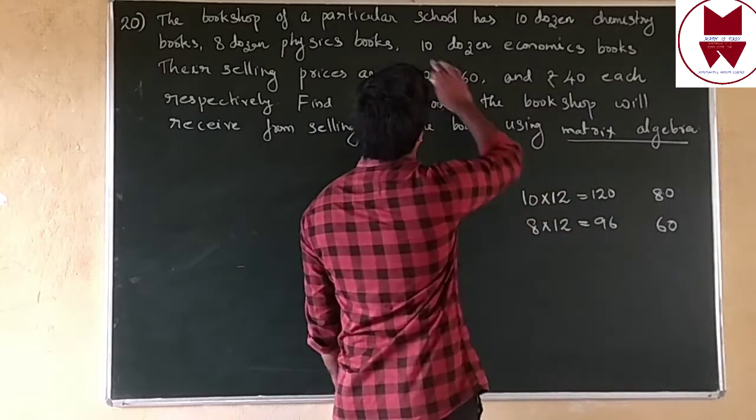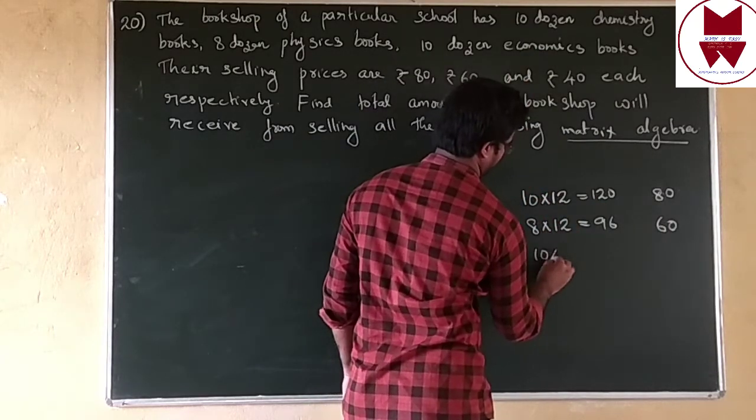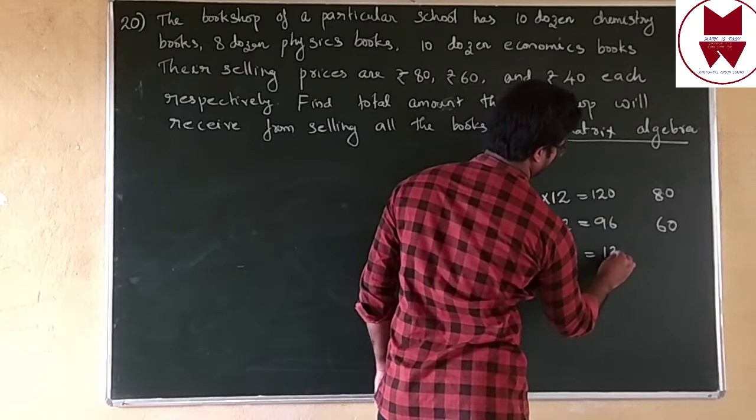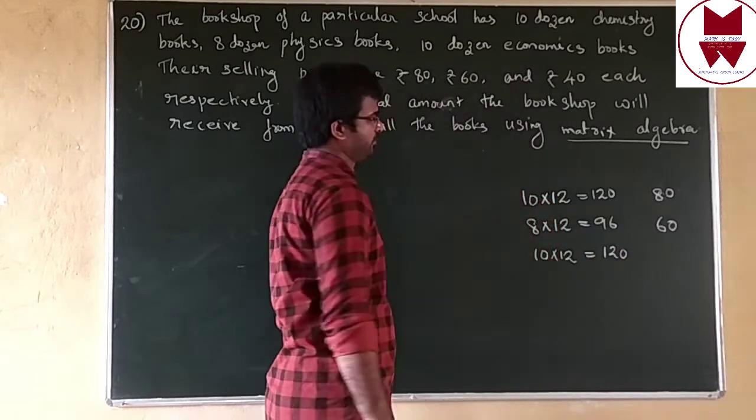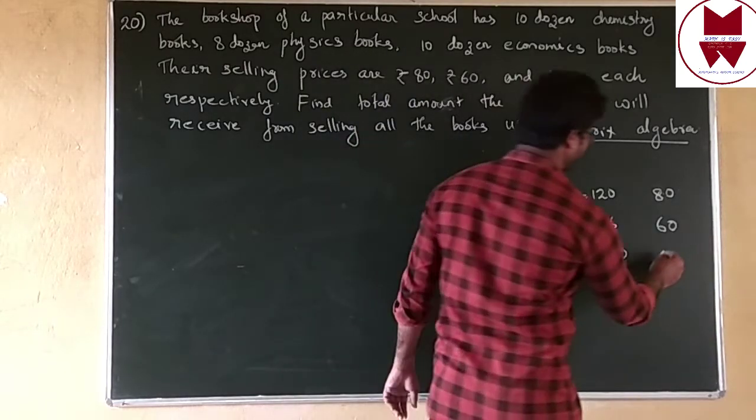The next, 10 dozen economics. 10 into 12, you will get 120. And then what is the price? Price is 40 rupees per book.